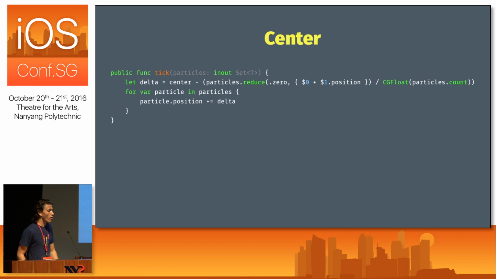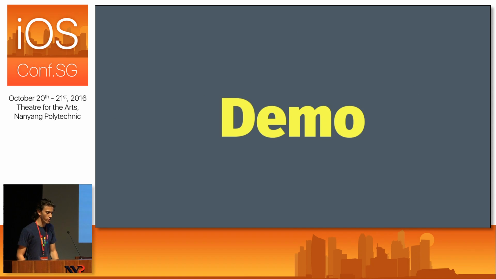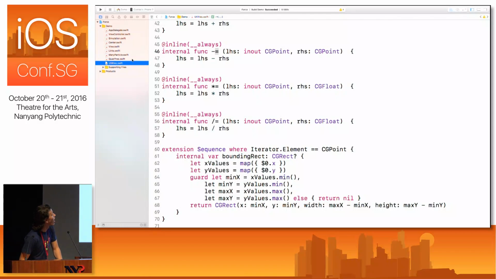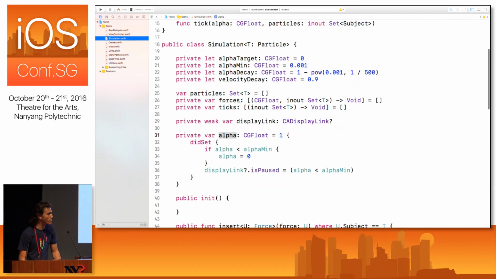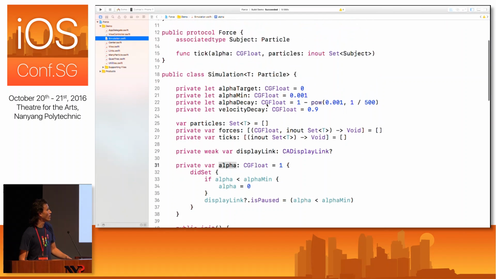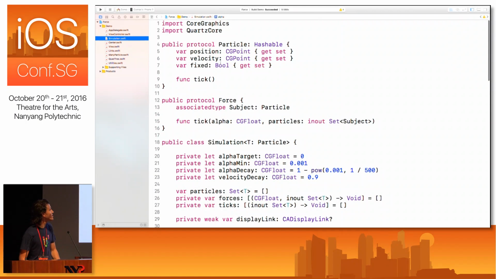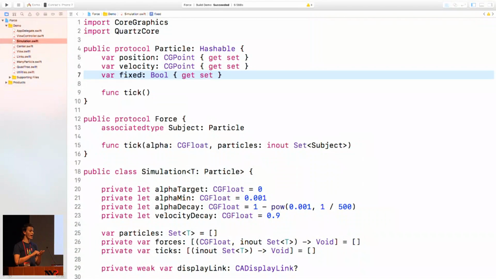So with all three of those forces, I'm actually going to now show you a demo and walk through the code. If we look here, here's my simulation class. Now I added a few things here to make it more production ready. So I added a fixed property to the particle, which means that when you drag it, you don't want the graph pulling it away from your finger. So while I'm dragging it, set fixed to yes and don't interact with it.